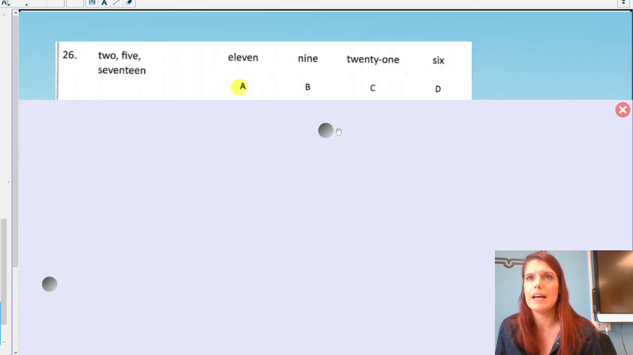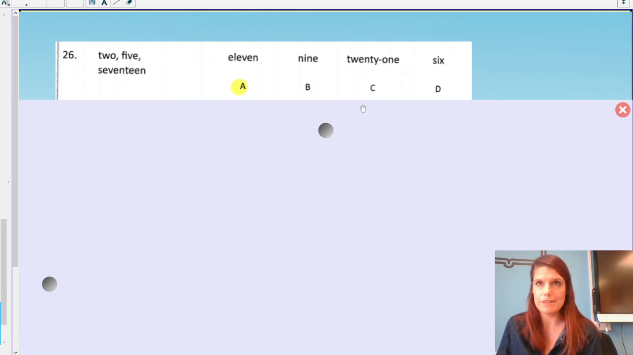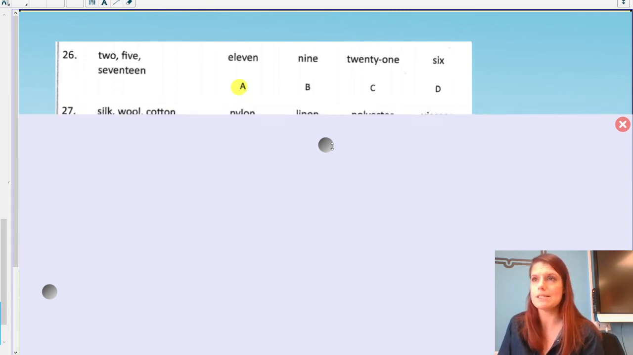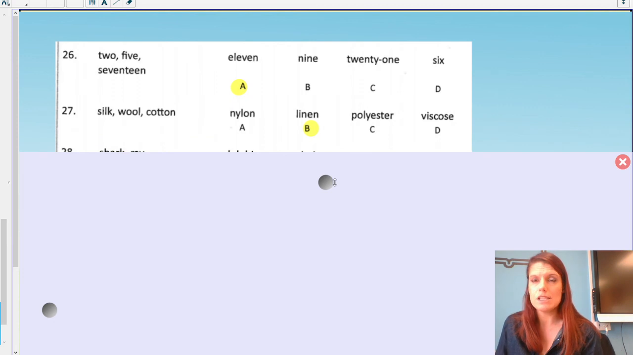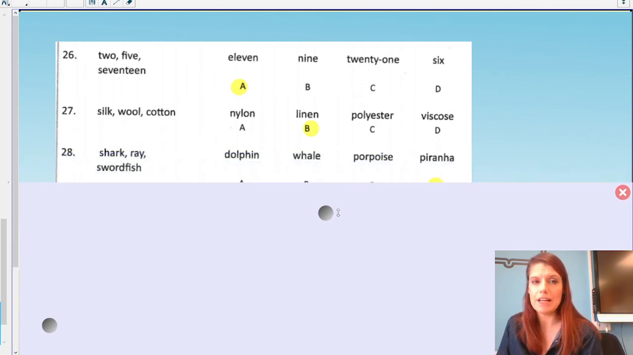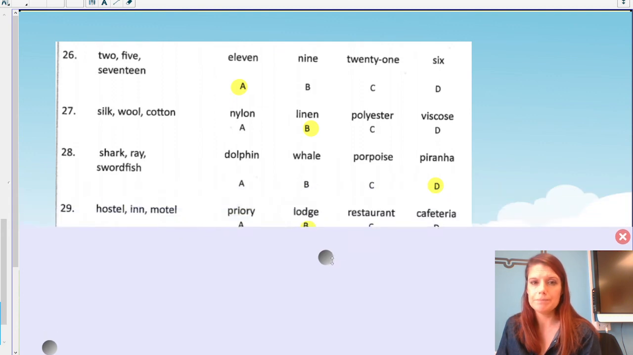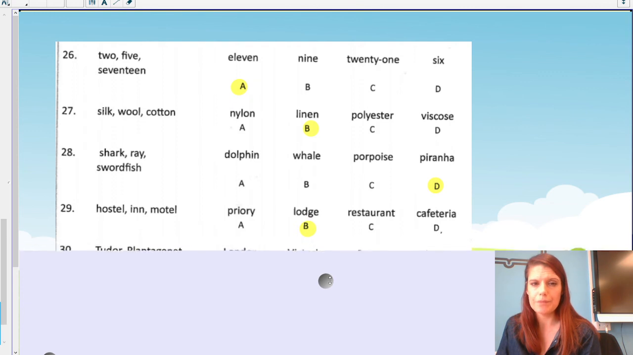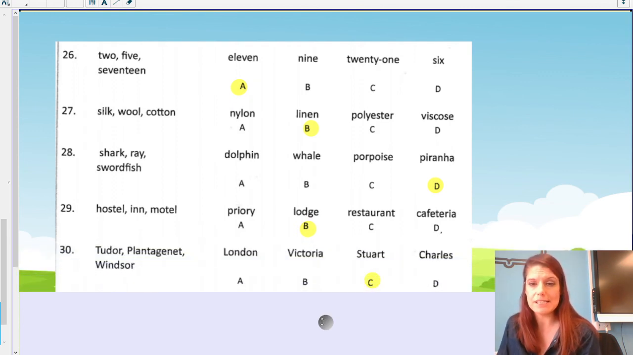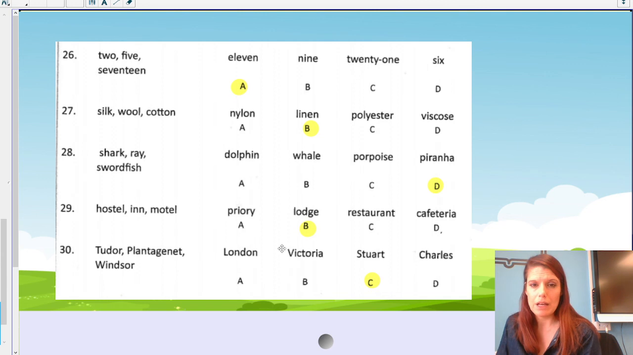And finally, we had 11. This one goes with 2, 5, and 17 as they are prime numbers. Silk, wool, cotton and linen, natural materials. Piranha is another predatory creature in the water. A lodge is somewhere else that you might stay temporarily. And Stuarts, Tudors, Plantagenets and Windsors are all royal families.